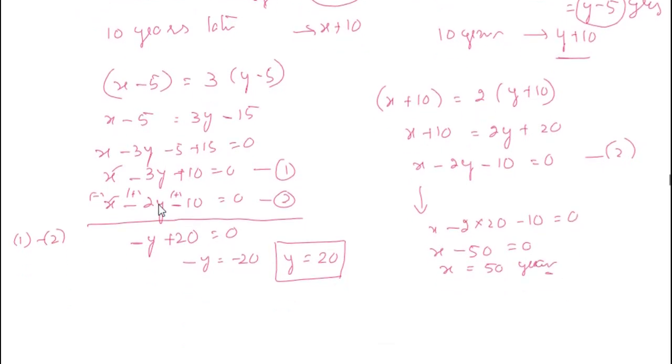So the present ages of Noori and Sonu: Noori's age is equal to 50 years and Sonu's age equal to 20 years.